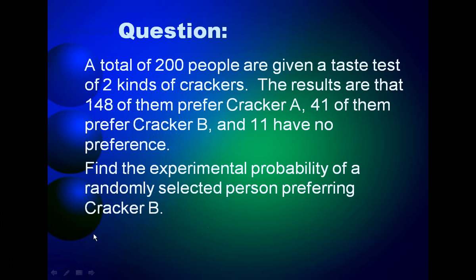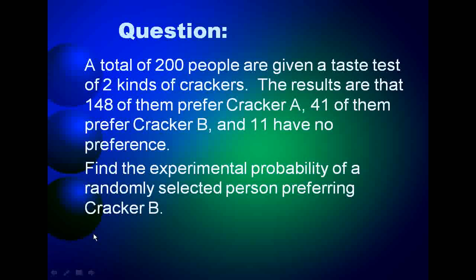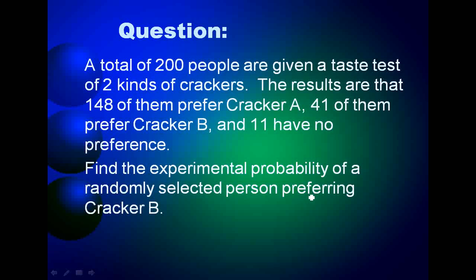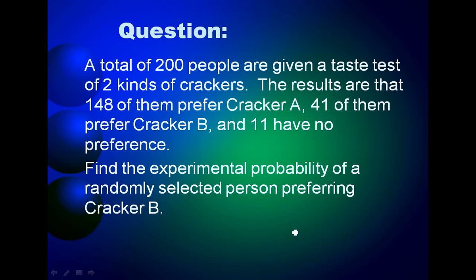Alright, in the next one, you have 200 people who are given a taste test, so we're going to do the experiment 200 times. When we're looking at experimental probability, that's going to be our denominator. They're given a taste test of 2 different types of crackers. 148 of them preferred cracker A, 41 of them preferred cracker B, and 11 have no preference. Find the experimental probability of a randomly selected person preferring cracker B. Well, 41 people in the experiment chose cracker B out of 200, and that's our experimental probability.